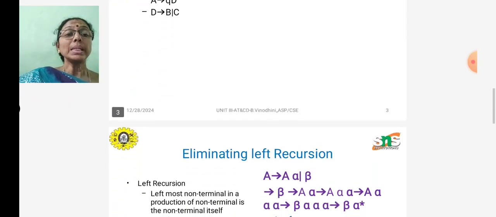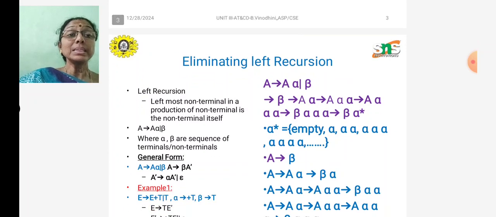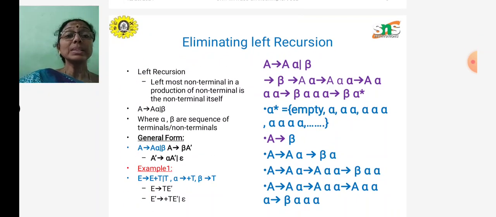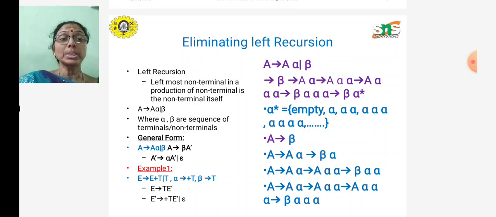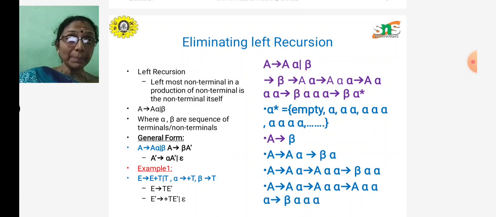So that can be eliminated. Next is the left recursive grammar. What is left recursion? If the leftmost symbol on the right-hand side of a production is the same non-terminal as on the left-hand side, the grammar is left recursive. For example, A tends to A alpha. Here the leftmost non-terminal on the right-hand side is the same as the left-hand side, so the grammar is called left recursive. We have to eliminate left recursion in the grammar also.